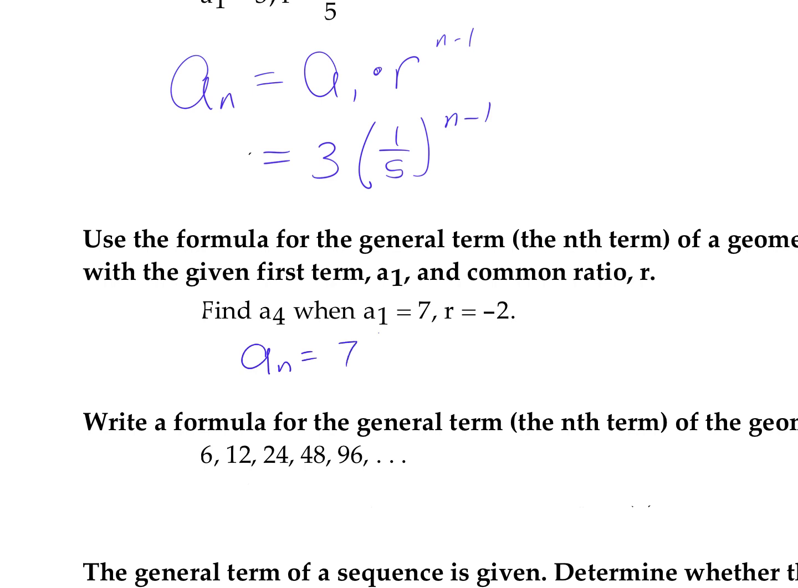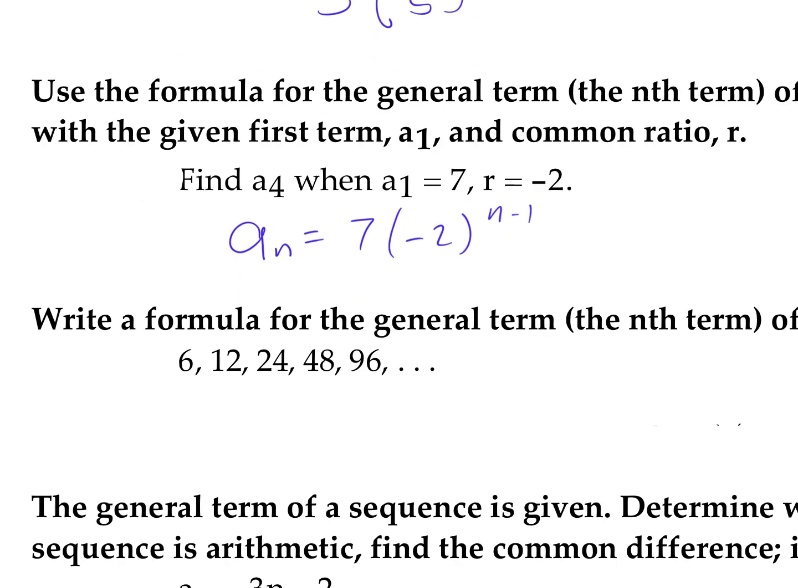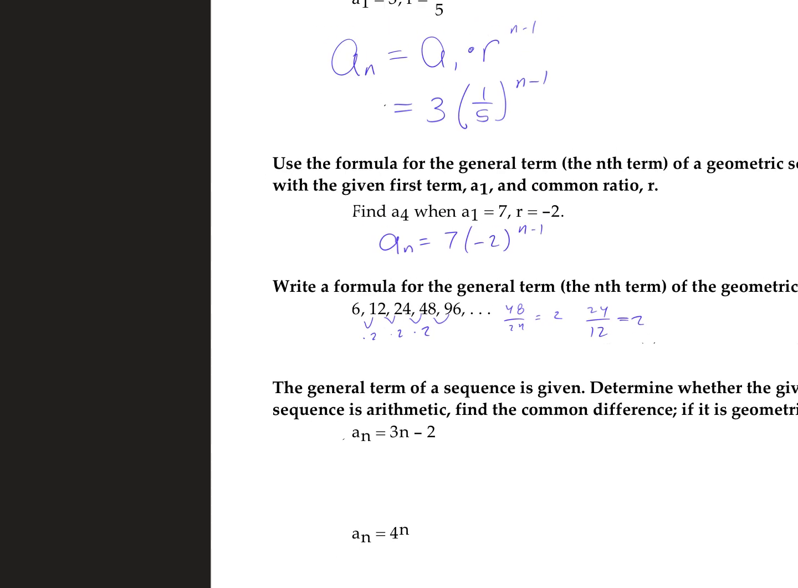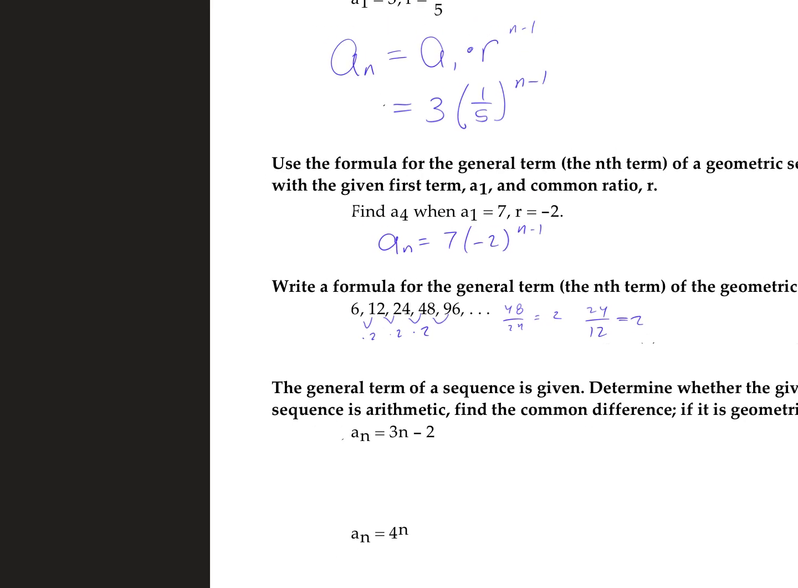Seven times -2 to the n minus 1. And then how would you find the fourth term? Okay, plug in 4. What's the common ratio here? How'd I get from here to here to here to here to here? Times 2, times 2, times 2. Now, if you did not see that, you could take 48 divided by 24. You get 2. You take 24 divided by 12. You get 2, right? All right, so writing the rule should be pretty simple here.